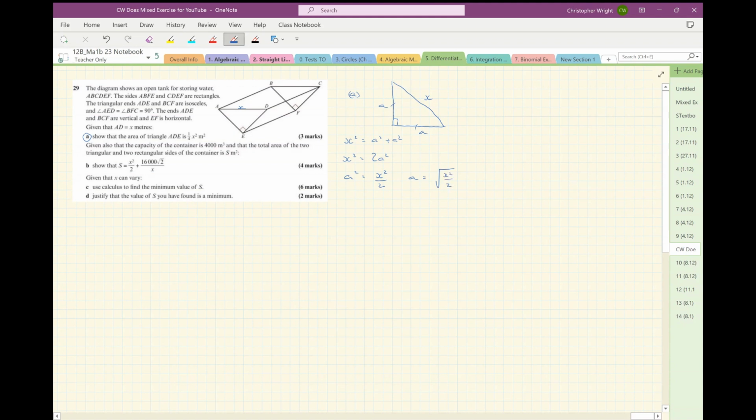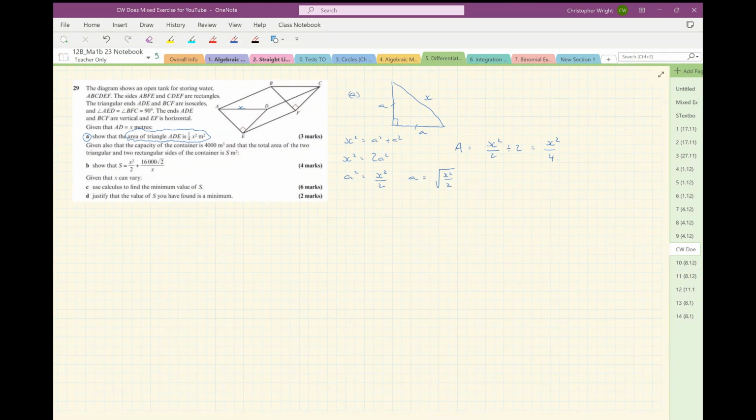Right, so now I know the length of the base and the height of the triangle. I can find its area, can't I? So the area of the triangle will be a squared, which is going to be x squared over 2, base times height divided by 2, which is going to equal x squared over 4. And there you are. I was asked to show that the area of the triangle was a quarter x squared. And so we have done that, and that's part A done.